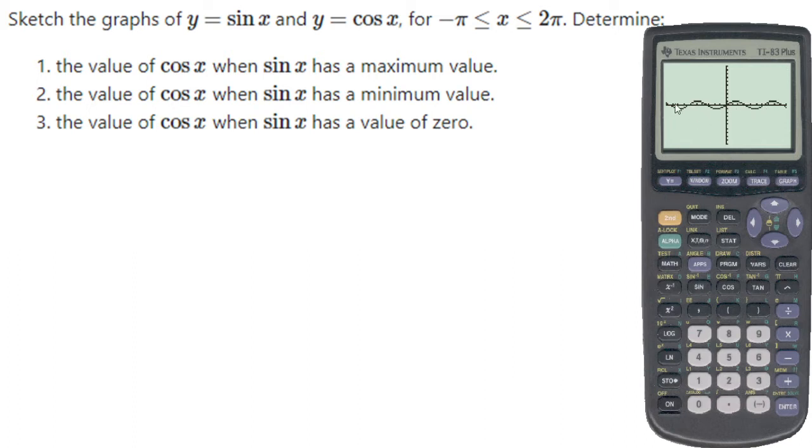It's sort of flat. And what we want to do here is adjust our window settings. The x-axis should be going from negative pi up to 2 pi. That's our domain here. And our range, our y-axis, should be going from negative 1 up to positive 1. So we're going to adjust our window settings. X-min should be negative pi, our x-max should be 2 pi, our y-min should be negative 1, and our y-max should be 1. And if we graph it, there's our sine function.